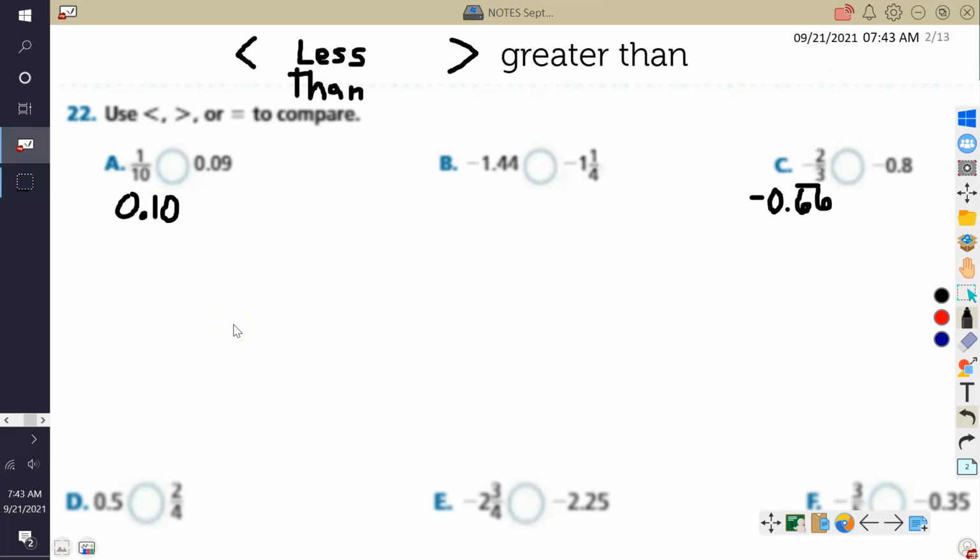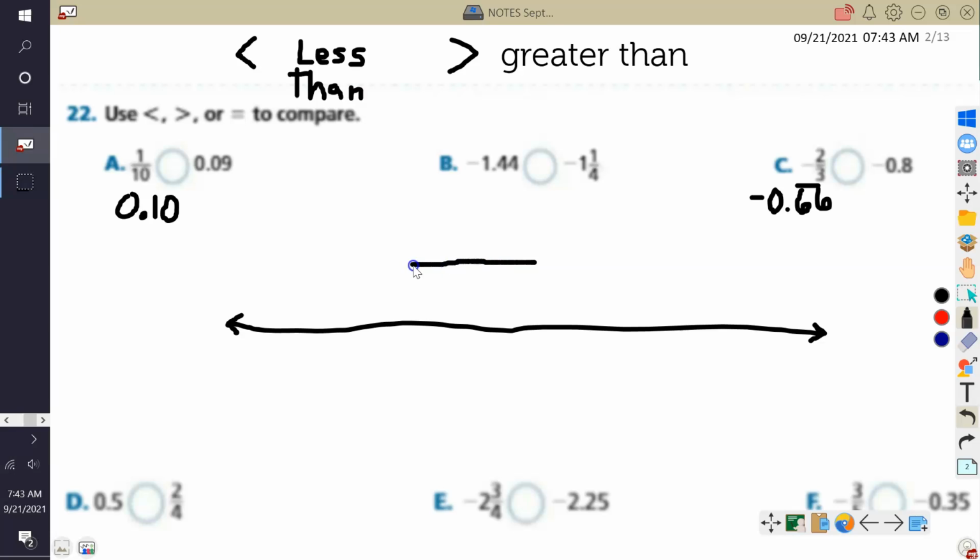For each of these, here's a clue. Just think of a number line. I think you could look at previous number lines. Whichever number is further to the left, the numbers get lower and lower, smaller and smaller. As we move to the right, numbers get greater and greater. So as you read this from left to right, you want to say 1/10 is, now is it further to the left or further to the right of 0.09? Ask yourself that question.